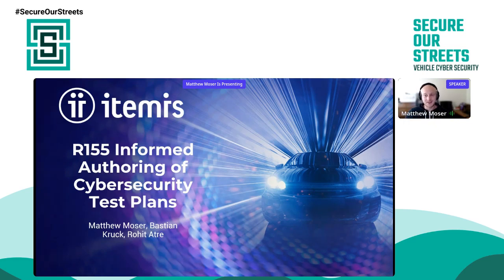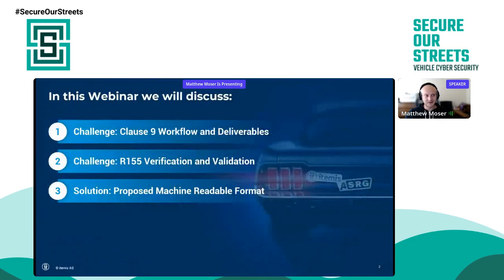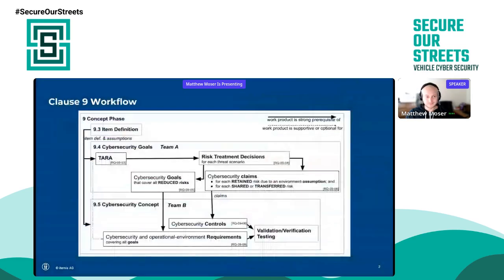In this webinar, we're going to discuss two challenges that face R155 validation and verification testing, and I have a proposed machine-readable format solution to help deal with these challenges. Looking into the ISO SAE 21434, Tier 1 and Tier 2 manufacturers, as well as OEMs, will be facing these two challenges, and we need to look at the entirety of Clause 9 in order to fully understand the problem.